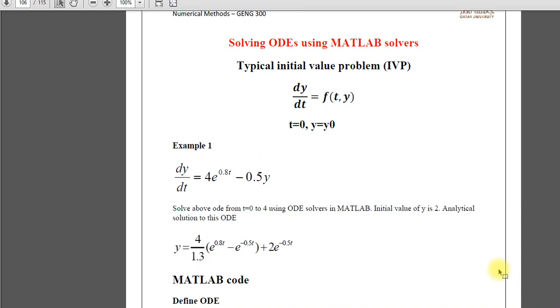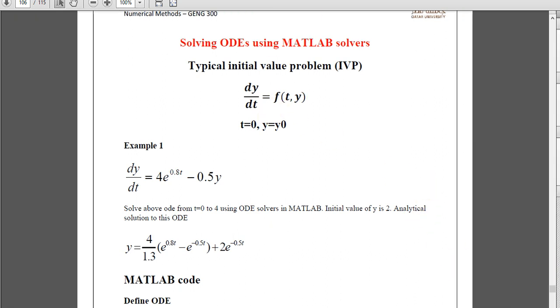Assalamu alaikum. In today's video, I'm going to discuss how to solve an ODE, an ordinary differential equation, using MATLAB. We'll use the MATLAB solver. MATLAB will solve the differential equation numerically, right?